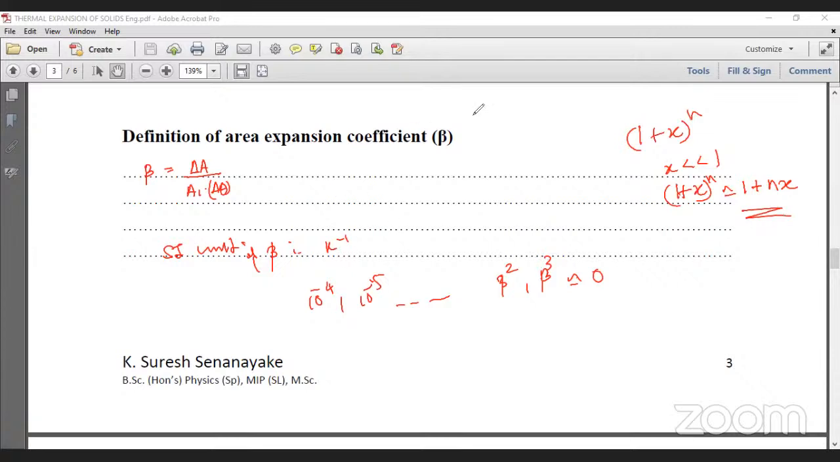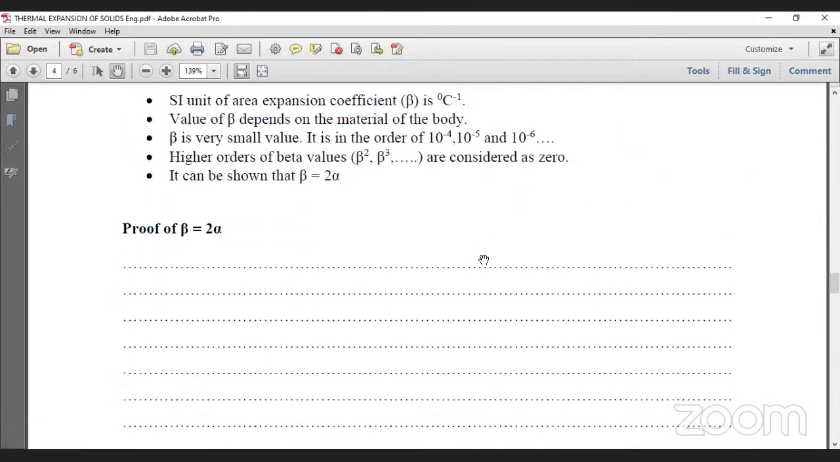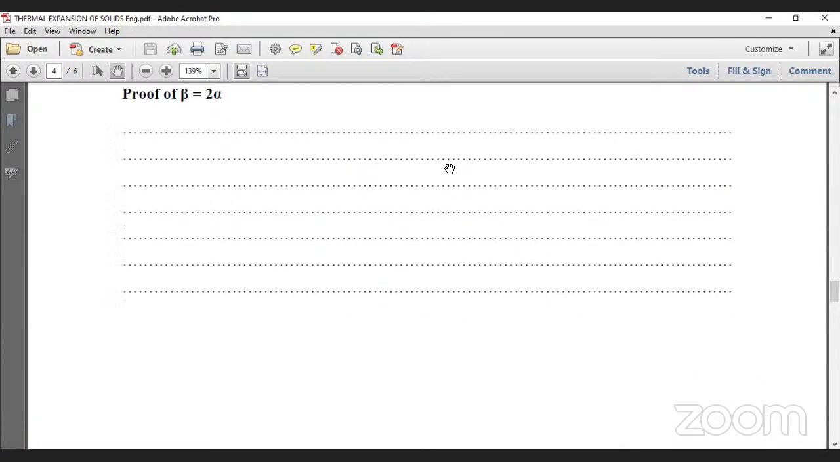Okay, we'll go to the next one. This thing we discussed: we can prove that beta equals 2 alpha, for the same material. Alpha is the linear expansion coefficient and beta is the area expansion coefficient. The relationship is like this: the area expansion coefficient is twice the linear expansion coefficient. Same material only, right? We cannot write it across different materials.